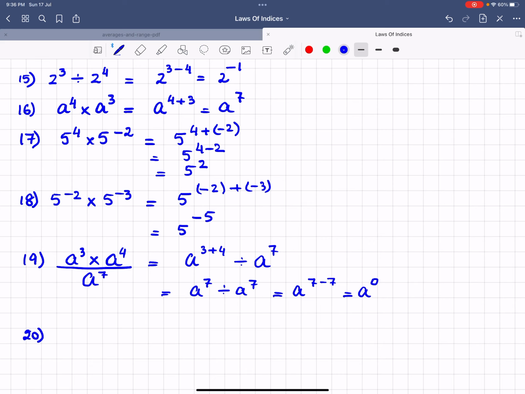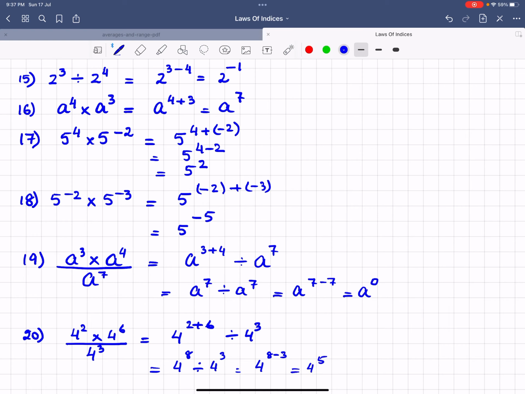We have 4 to the power of 2 multiplied by 4 to the power of 6 divided by 4 to the power of 3. So here we have the numerator multiplying again, so the powers will add. So we have 4 to the power of 2 plus 6 divided by 4 to the power of 3. 2 plus 6 gives us 8. So we have 4 to the power of 8 divided by 4 to the power of 3, which is 4 to the power of 8 minus 3, and that is 4 to the power of 5.